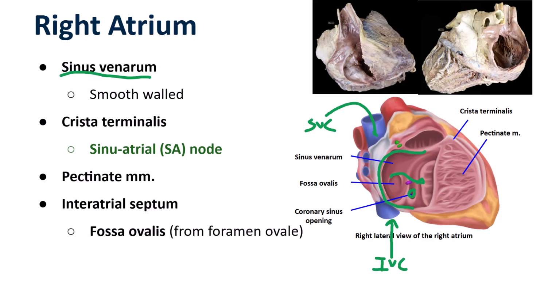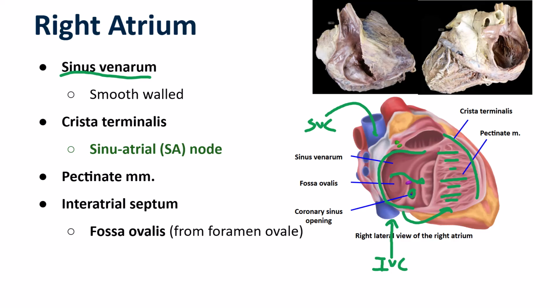In fact, the sinus venarum is the posterior aspect of the right atrium, and it is separated from the anterior region by a ridge of myocardium called the crista terminalis. Now here we can see the right atrium has been incised and reflected over. Anterior to that crista terminalis, we see the pectinate muscle, and that's going to be inside the auricle of the right atrium.